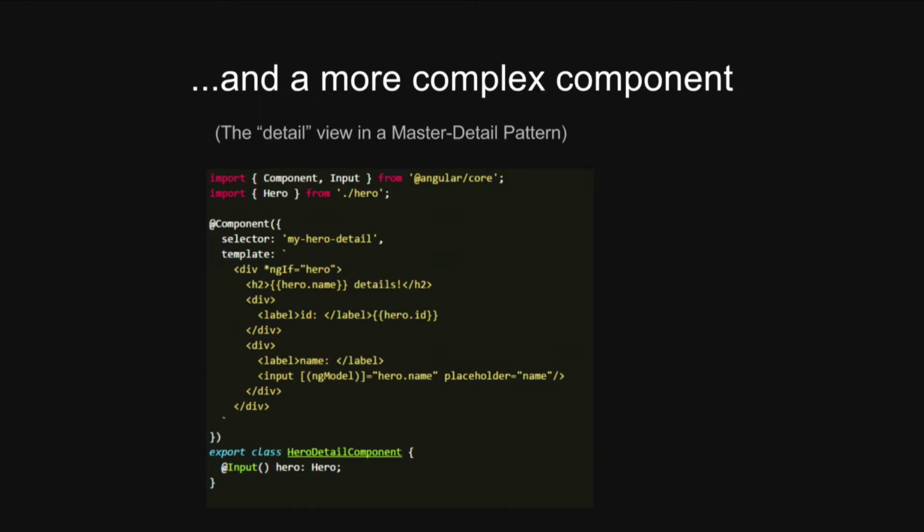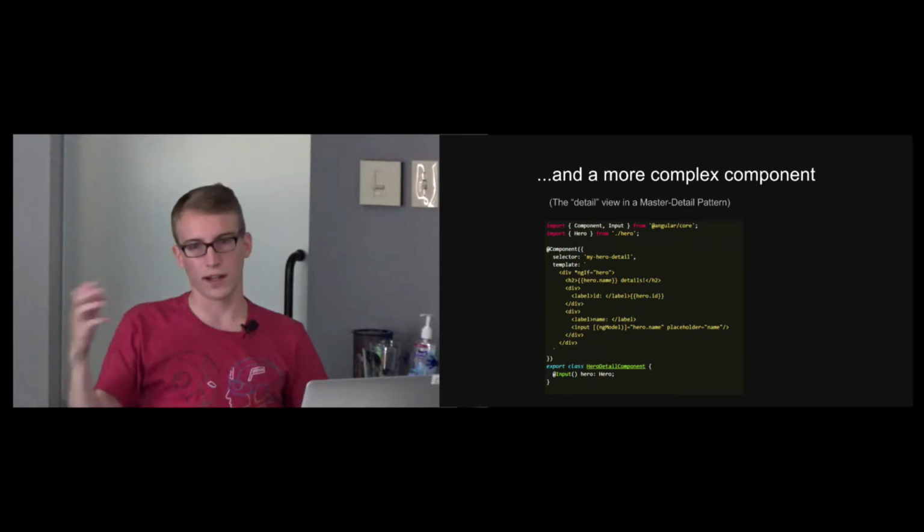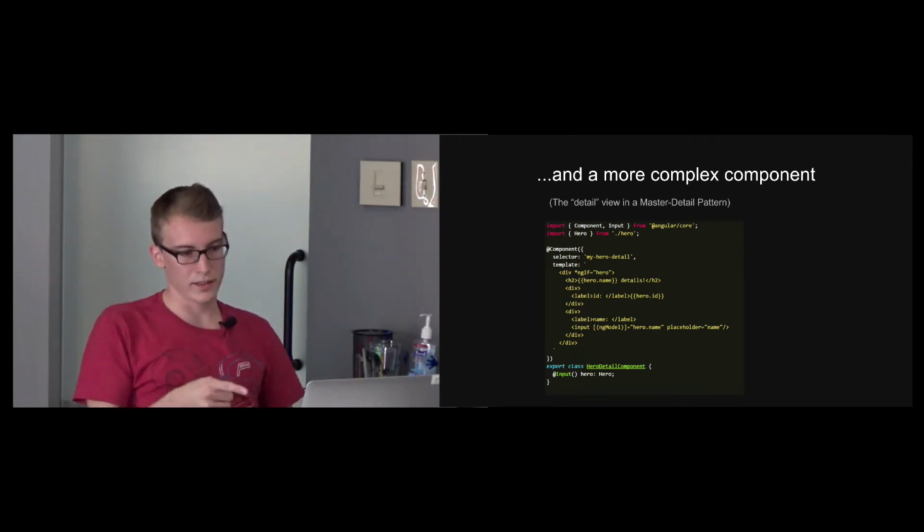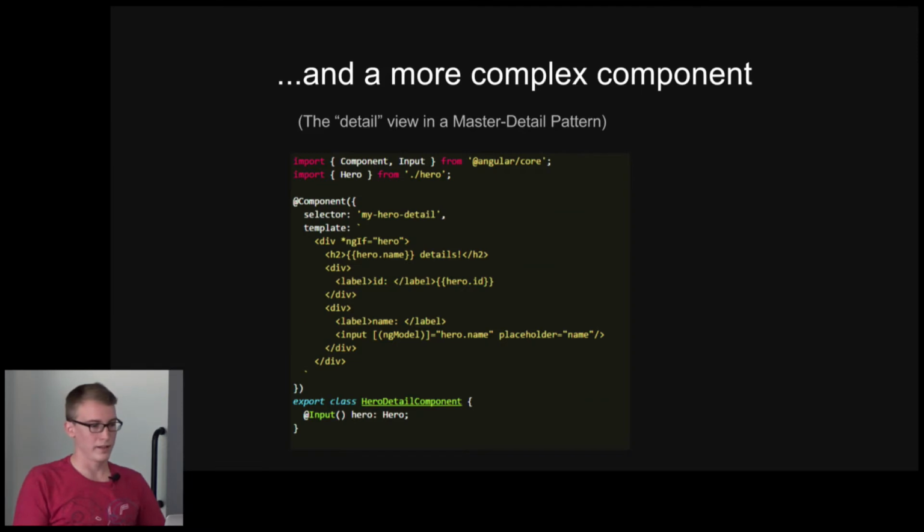So here's a little bit more complex component. Just so you understand what this is doing, a lot of times in web development, we'll have this master detail pattern. So we'll have something like a list of users or some type of objects. Say we have a list of users, we click on one user, and then we can see some details about that user, maybe edit the details, and then go back to the list. So this component is the detail view in that master detail pattern.